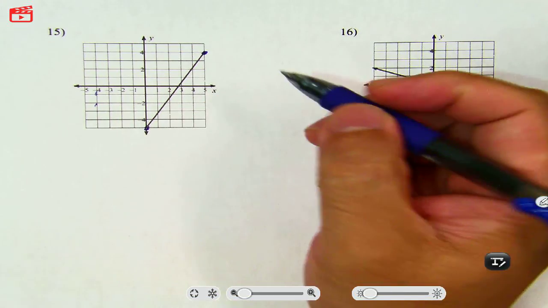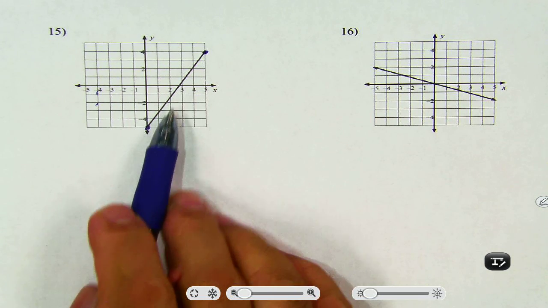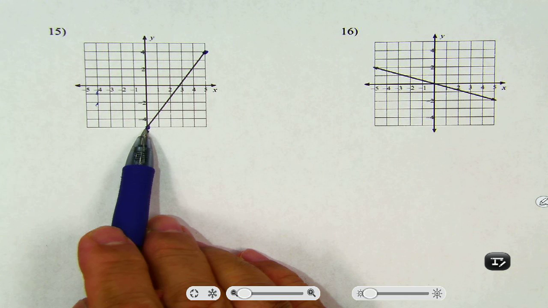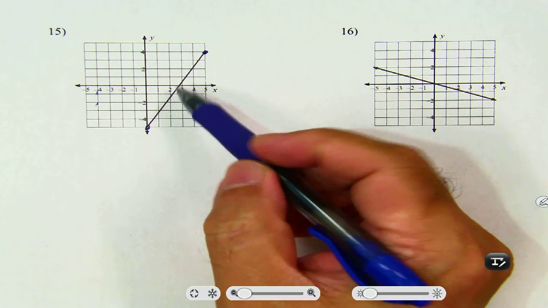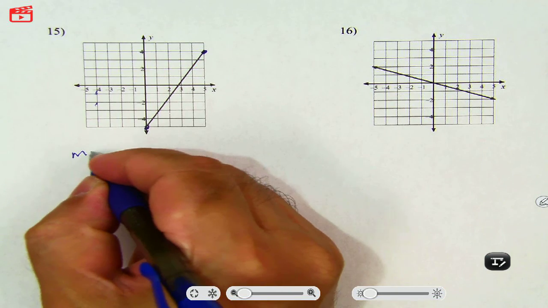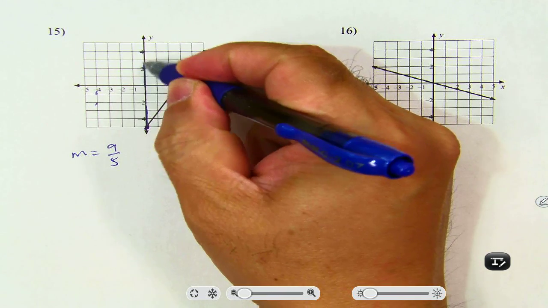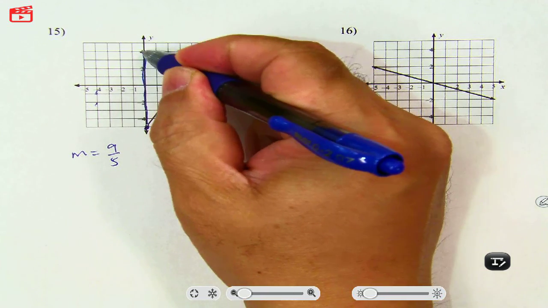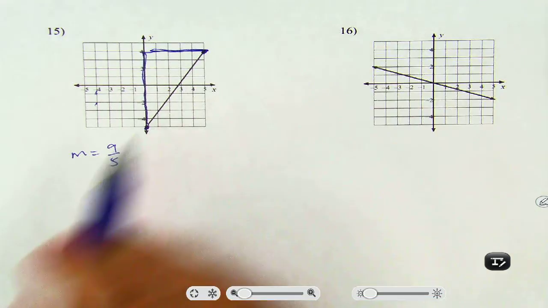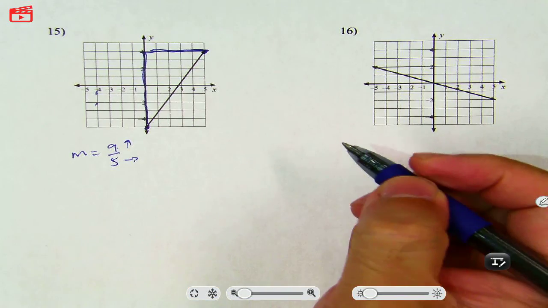Why do you want to use a lattice point? Because you don't want to get stuck estimating these little things here. So this is an exact value, and now I'm going to count to find the slope. So I go up 9 and then over 5. So my slope is 9/5, right? I am counting up 9 and then over 5, so that's what my slope is.